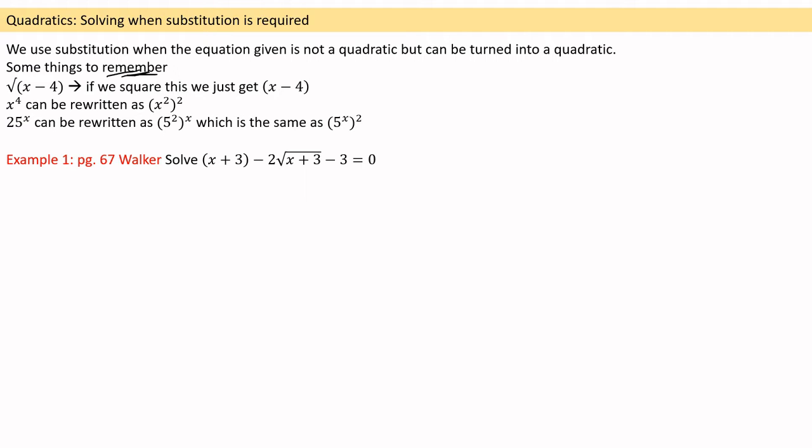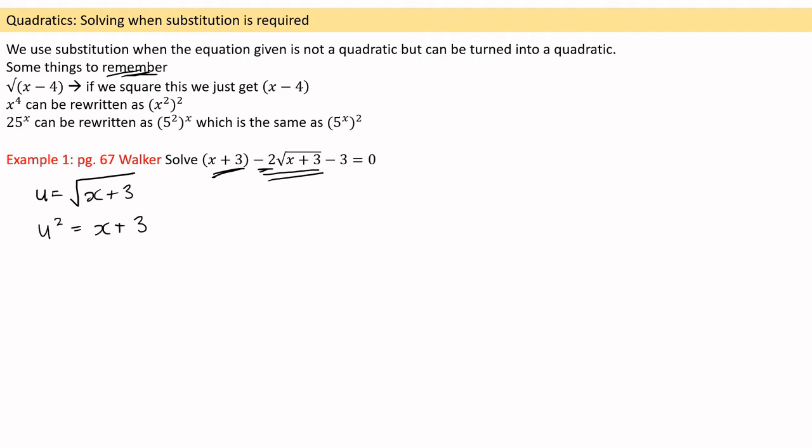So example number 1 is actually an example that is in your Walker book on page 67. The way we solve these problems is we look for the middle term of the equation. Okay, so we can see here that we've got -2 times the square root of x plus 3, and we note that we've also got x plus 3 over here. So what I do is I take that middle term, ignore the multiplier at the front, and I set u equal to x plus 3. That means that u squared, remember when we square a square root, it gets rid of the square root, u squared will be x plus 3.